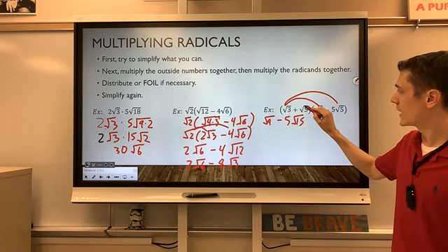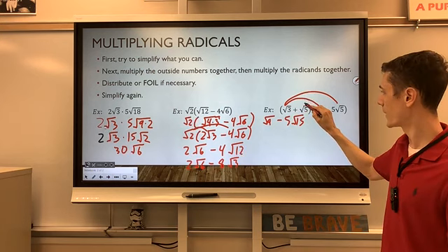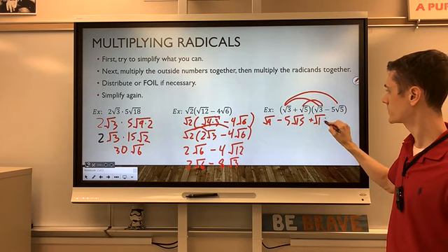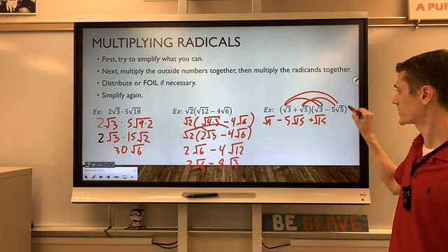And then I go to the second term in the first binomial here, and I multiply square root of 5 times square root of 3. That's going to be square root of 15. And then square root of 5 times the second term.